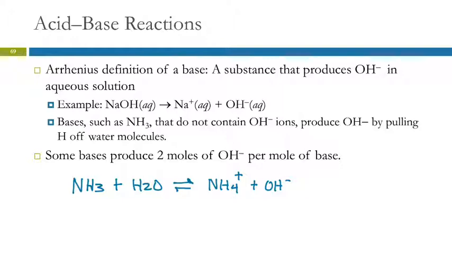Some bases produce more than one mole of hydroxide, like barium hydroxide, Ba(OH)2. When that dissociates, we get barium ions and 2 hydroxide ions. So you get 2 hydroxide ions for every 1 barium ion. That's the equivalent of a diprotic acid, except we don't have a fancy word for the bases that do that.